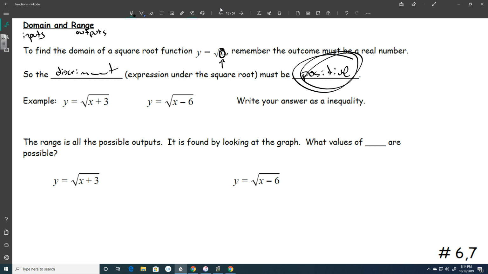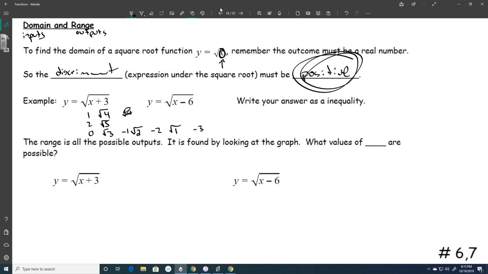So what happens when I start plugging in x's? If I plug in 1, I get the square root of 4. If I plug in 2, I get the square root of 5. If I plug in 0, I get the square root of 3. If I plug in -1, -1 plus 3, that's the square root of 2. And watch what happens. If I plug in -2, -2 plus 3, that becomes the square root of 1.